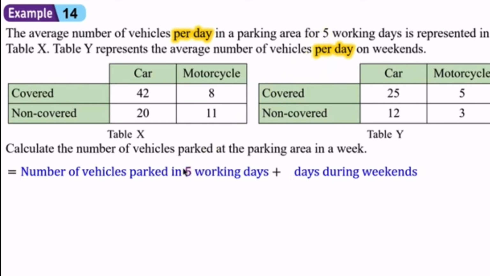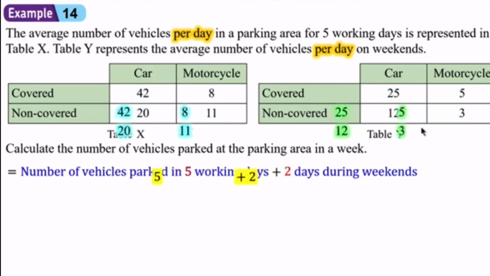That means we will have to take 5 multiplied by the matrix, which is the vehicles parked in working days, and then for weekends we have 2 days. Saturday and Sunday are the weekends. So let's solve it. We are going to times 5 for all the elements of the matrix for the working days, plus we are going to times 2 for the matrix representing weekends, which is in green color.